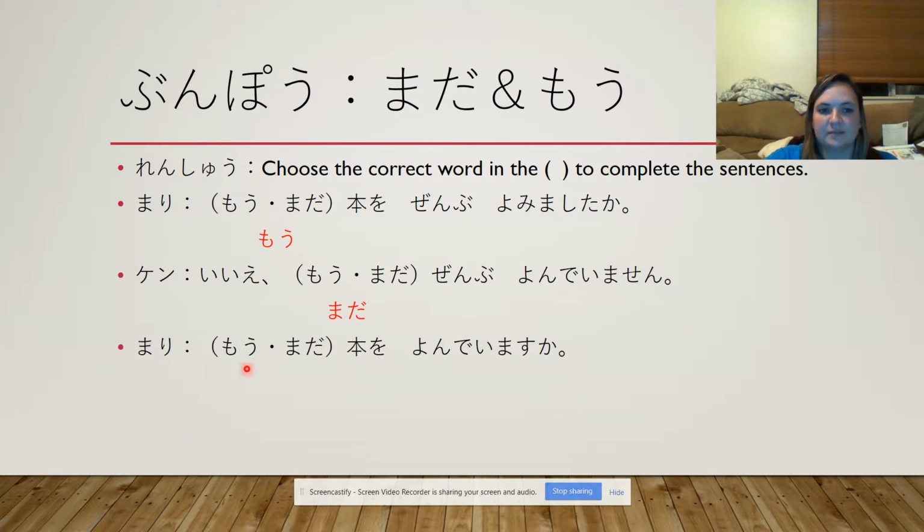Mari-san says, blank, hon o yonde imasu ka? When we put yomu or yomimasu into the te imasu form, what are we saying? We're saying reading, right? So yonde imasu ka? Are you reading the book? So in this case, think about what mo would mean with this positive ending, what mada would mean with this positive ending. Which one makes sense? Take a second, think about it, and then pause once you've got your answer, and let's see if you got it right.